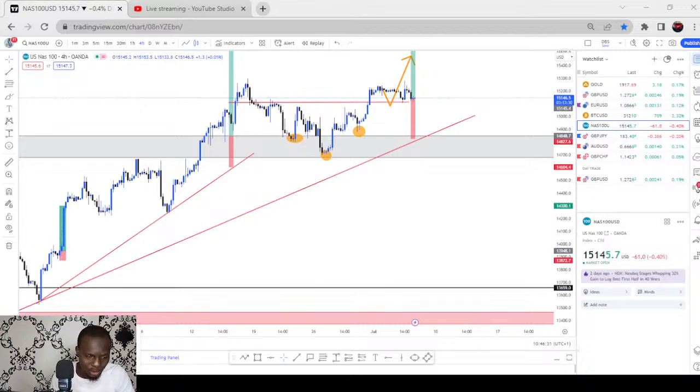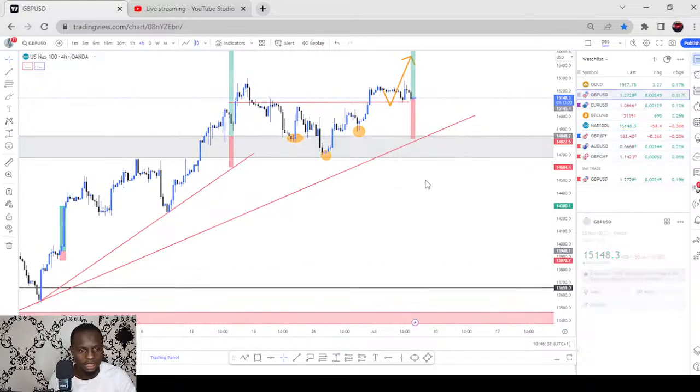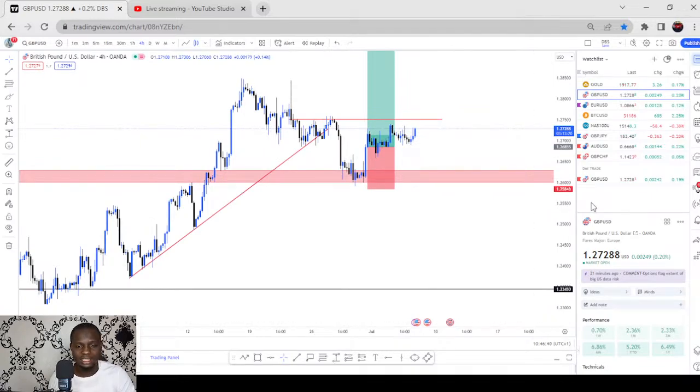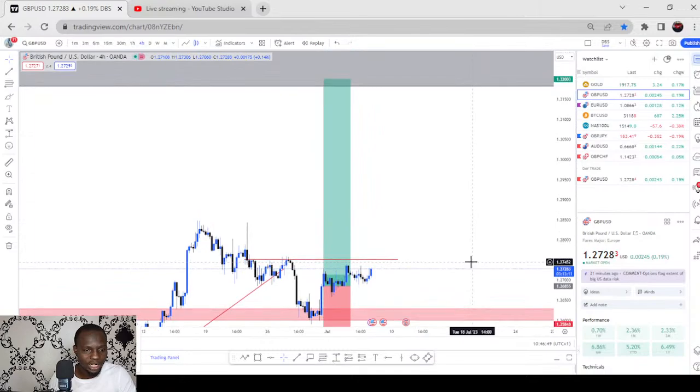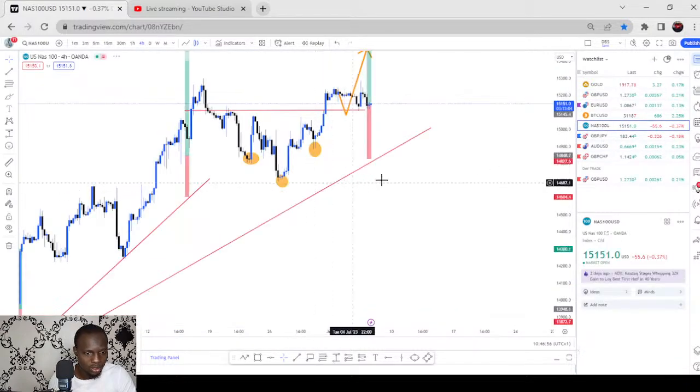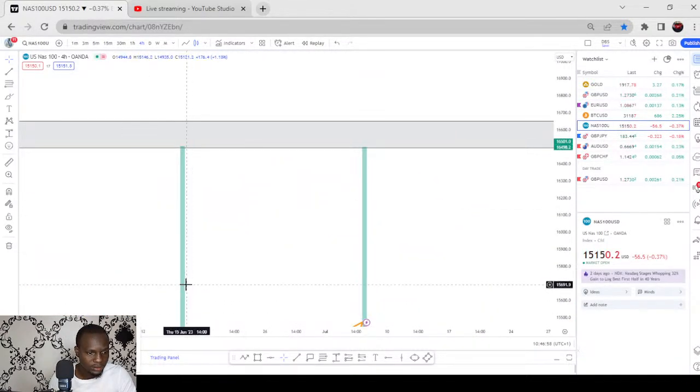And guess what, ladies and gentlemen, this is just the beginning. This is an inverse head and shoulder pattern on NAS 100. This is an inverse head and shoulder pattern on GBP USD. Just imagine. On GBP USD alone, we are looking to smash over 500 pips. NAS 100 alone, we are looking to smash over 1,500 pips.